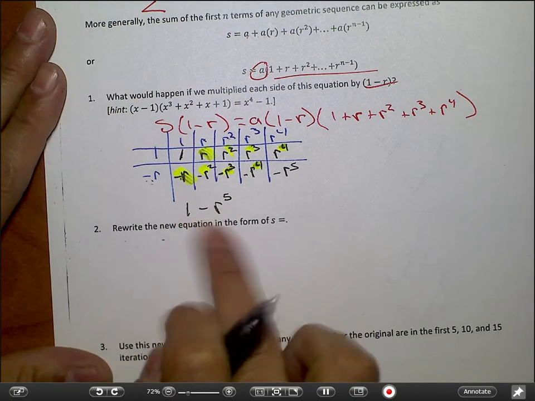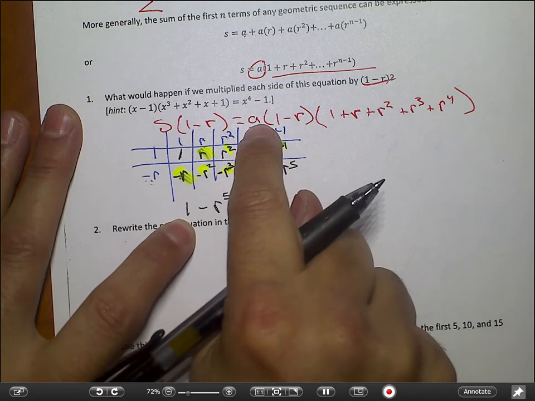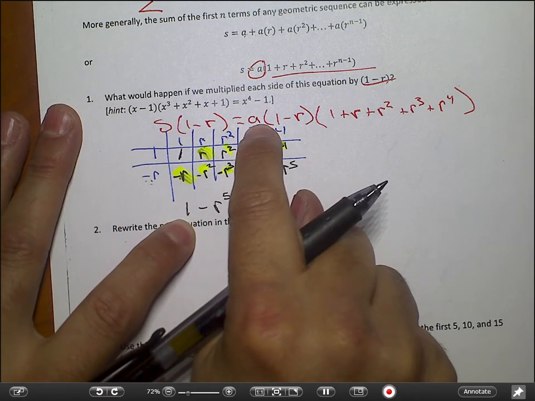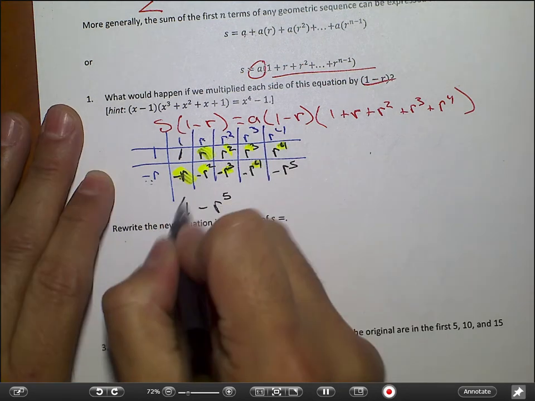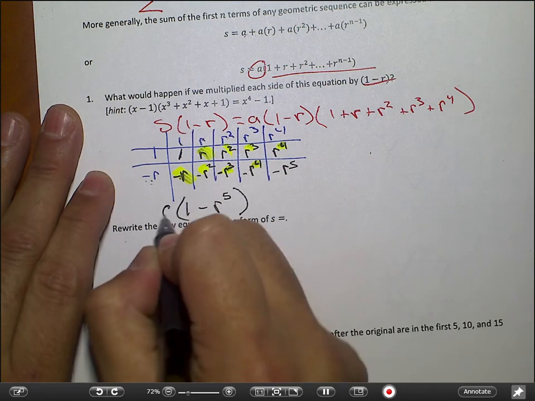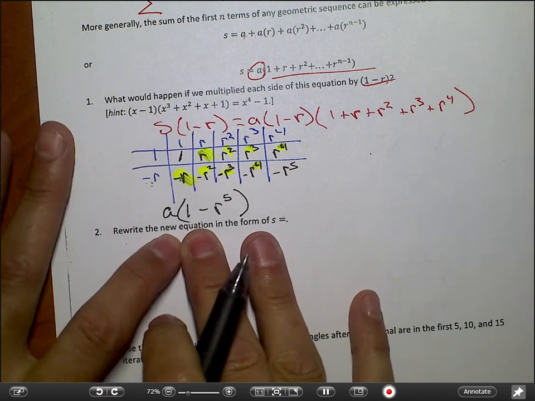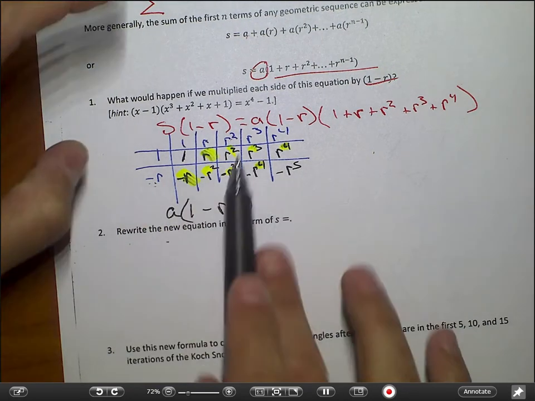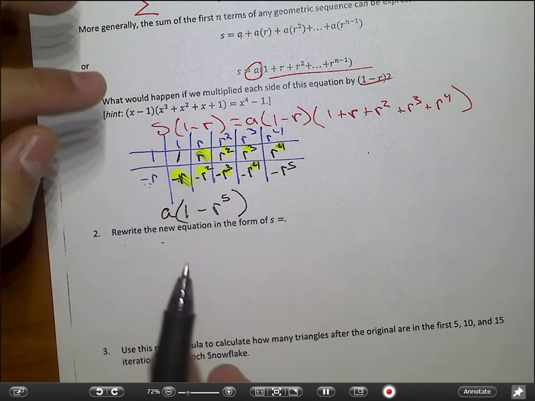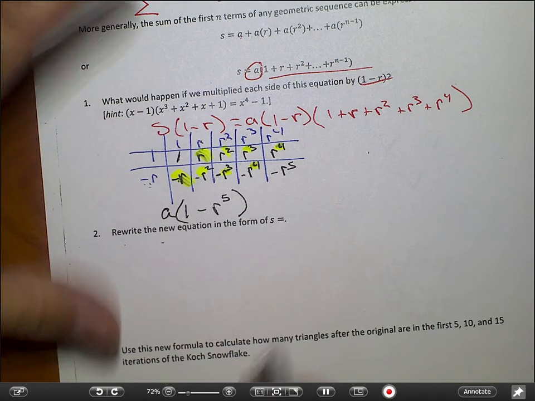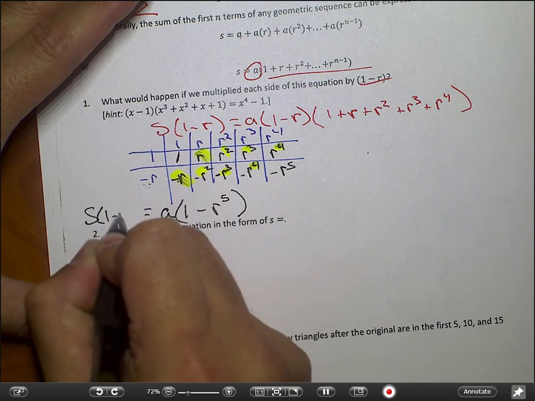So we have this value right here. This is when I distributed, but I cannot forget the a value. So I'm going to put the a value outside. I cannot forget that. And that's still going to be equal to all of this over here, right? Yes. So that's equal to S times 1 minus r.